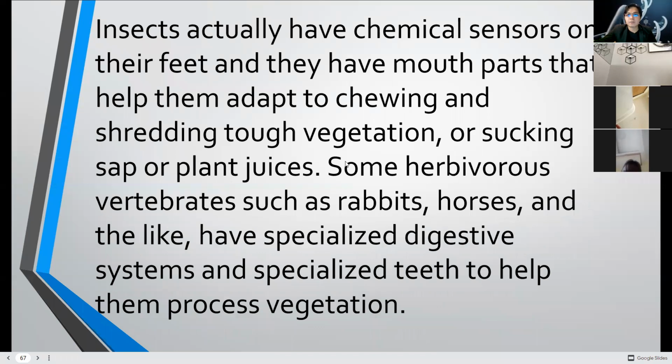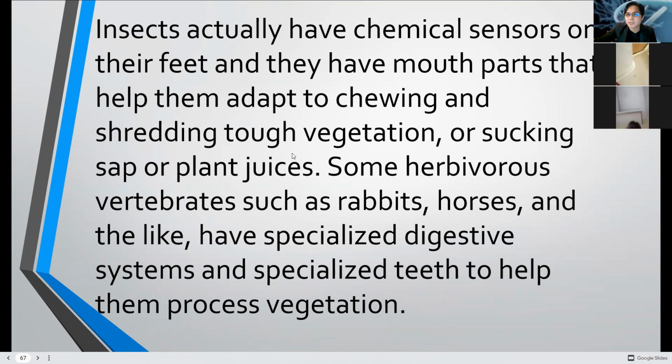Insects usually have chemical sensors on their feet, and they have mouth parts that help them adapt to the chewing and shredding of tough vegetation or sucking sap or plant juices. Some herbivorous vertebrates, such as rabbits and horses, have specialized digestive systems and specialized teeth to help them process the vegetation.